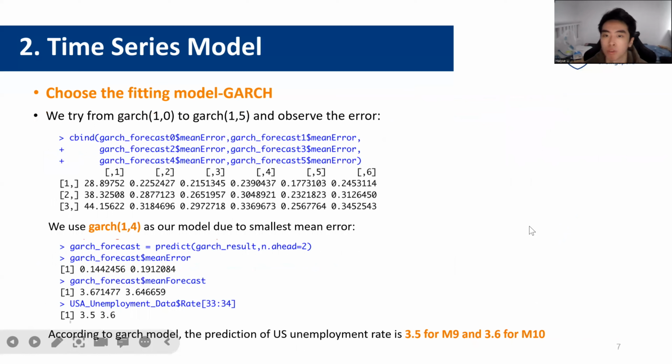And the last step, we should choose the fitting model, GARCH. We try from GARCH 1 to GARCH 5 and observe the error. And we use GARCH 4 as our model due to the smallest mean error. According to the GARCH model, the prediction of the rate is 3.5 for month 9 and 3.6 for month 10.